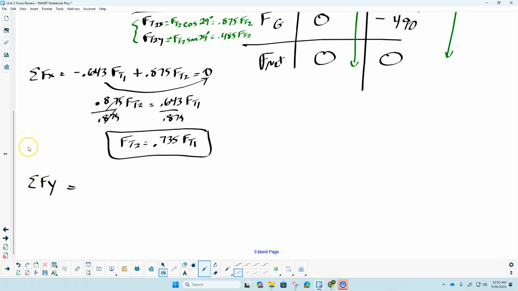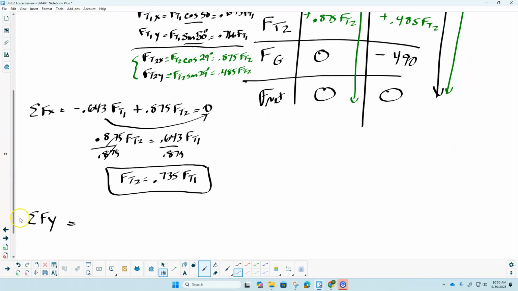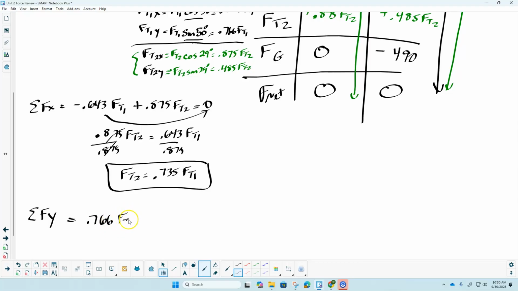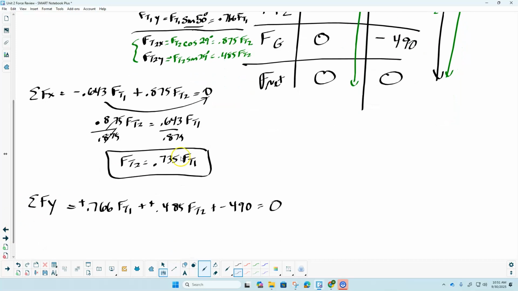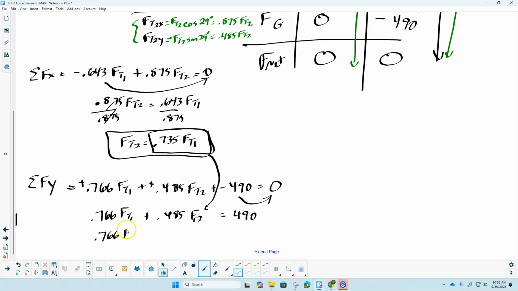If I add up the forces in the Y, that's just putting this column together. I got 0.766 FT1 plus a positive 0.485 FT2 plus a negative 490, because that's the gravity force, equals 0 again. So I'm going to take the 490 to the other side. I have 0.766 FT1 plus 0.485 FT2 equals 490. Now I'm going to plug in this value for FT2, and then I have only one variable missing: 0.766 FT1 plus 0.485 times 0.735 FT1 equals 490.